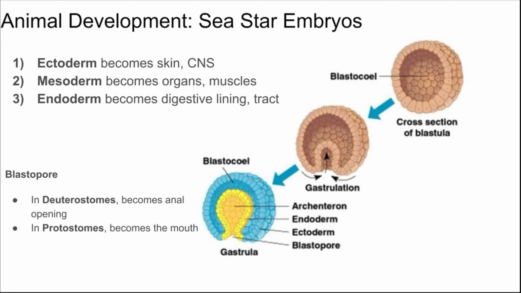The blastopore, which is the opening that leads to the archenteron, becomes the anal opening in deuterostomes. In protostomes, it becomes the mouth. This is an important distinction between the deuterostomes and the protostomes.